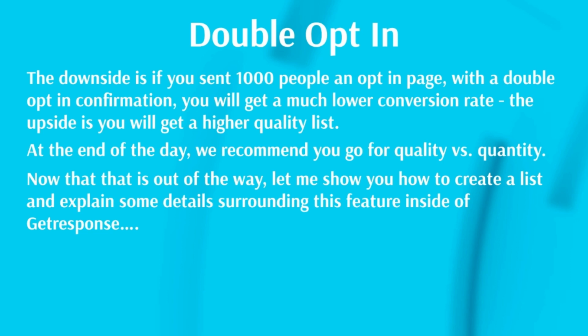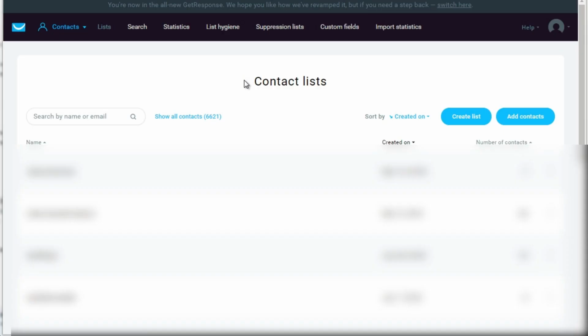So now that that is out of the way and we've talked about the fundamentals and some advanced strategies, let me show you how to create a list within GetResponse and explain some details surrounding this feature inside of GetResponse. Okay, so creating a list is actually very, very easy to do once you understand how everything is laid out. So even though it might take me about 5 or so minutes to teach you, once you get a hang of this and once you start creating a list after list after list, it'll actually be easy.